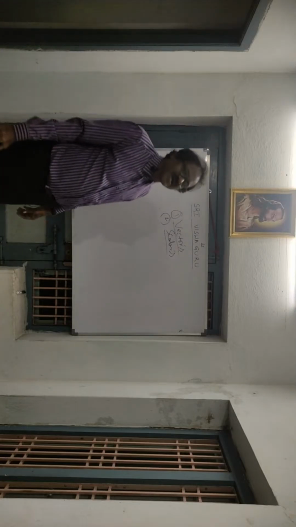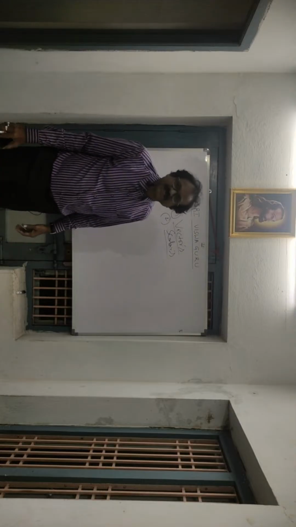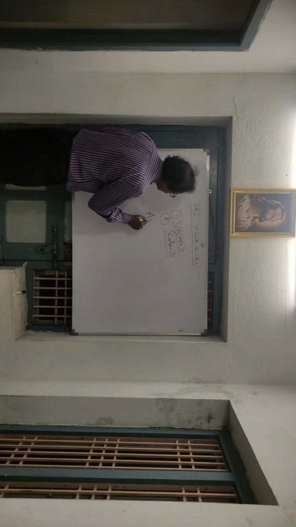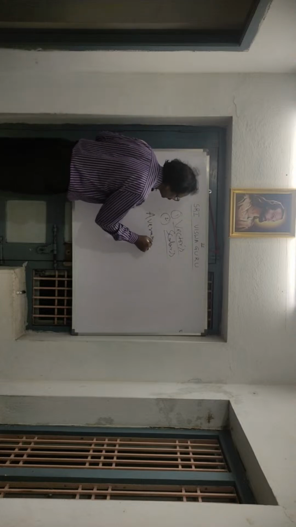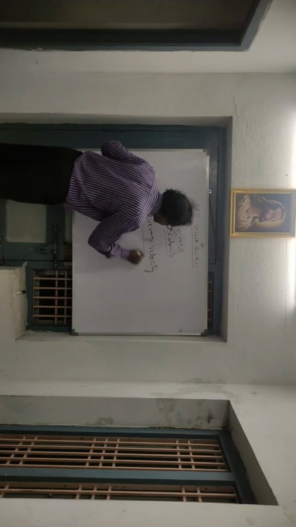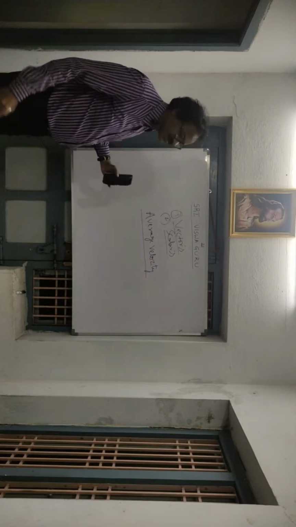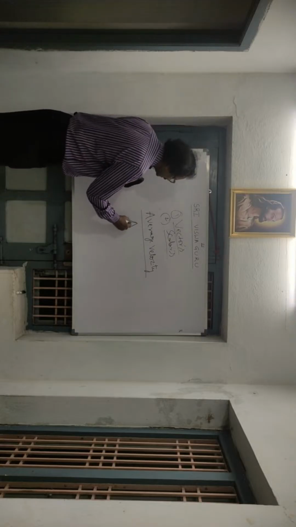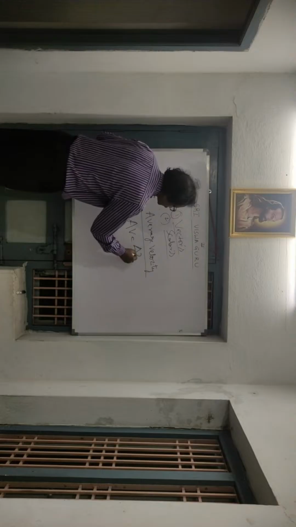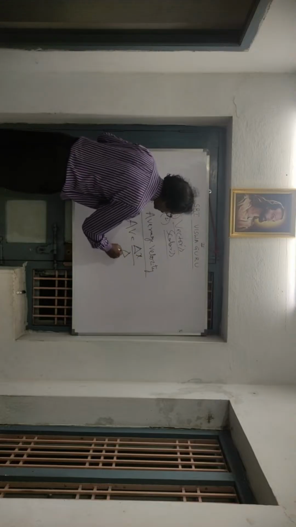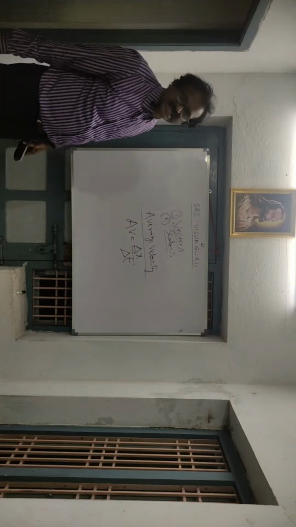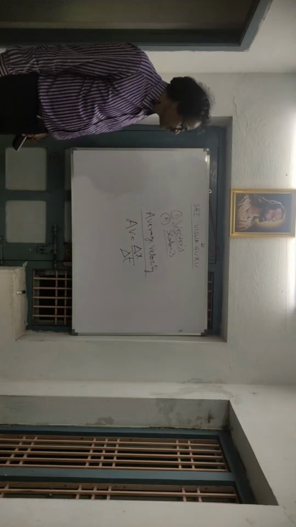Velocity. How do we find the average velocity? Average velocity, AV, is equal to delta x by delta t. This is the main important formula.